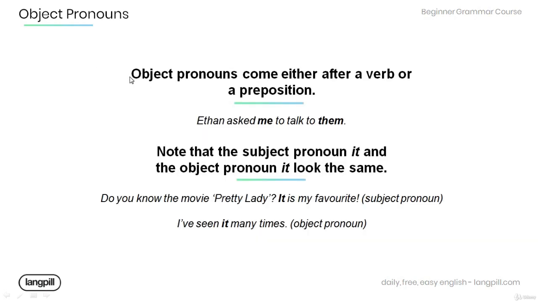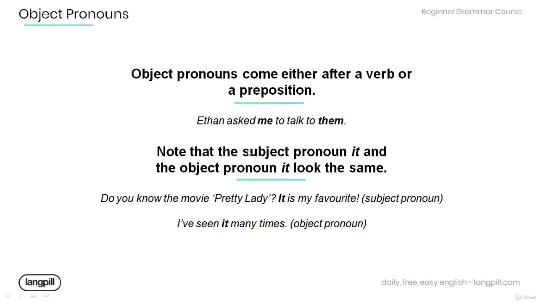As earlier stated, object pronouns come either after a verb or a preposition. For example, in this sentence, "Ethan asked me to talk to them." The object pronoun "me" comes after the verb "asked," and the object pronoun "them" comes after the preposition "to."